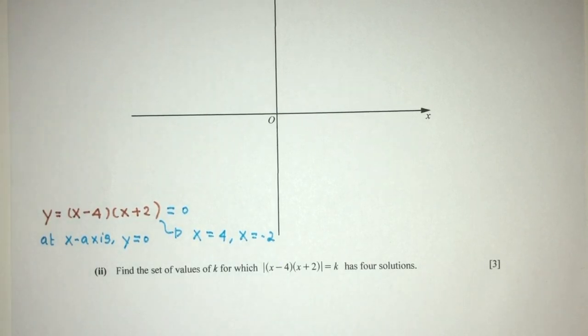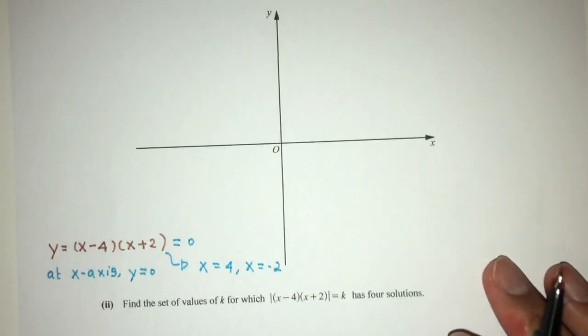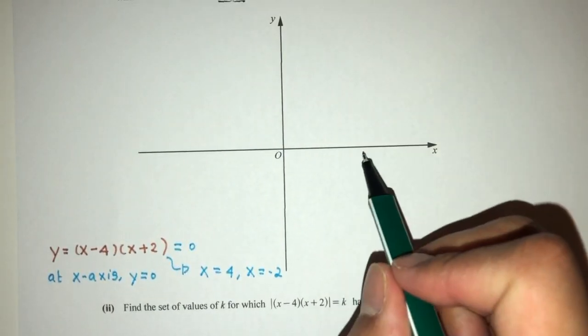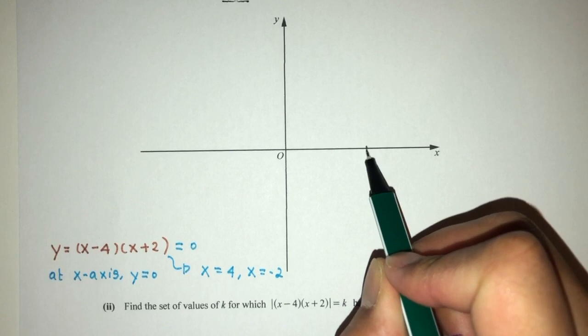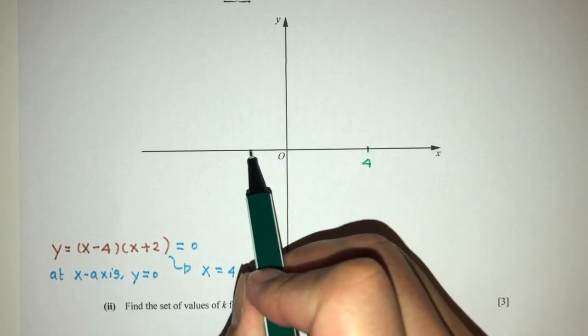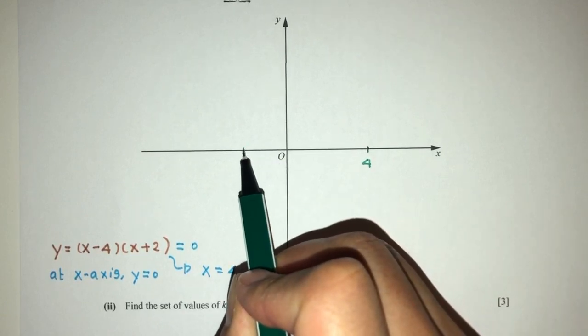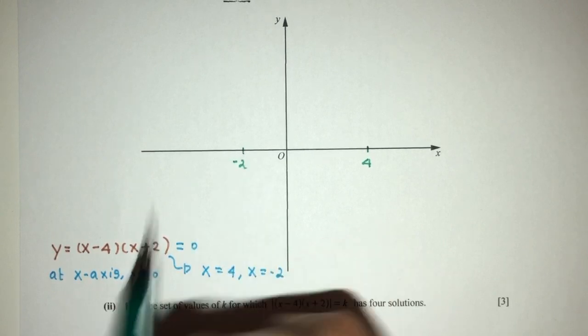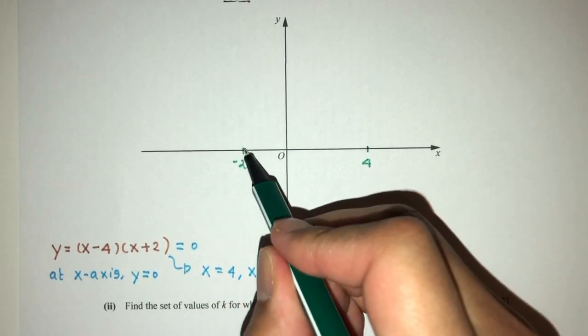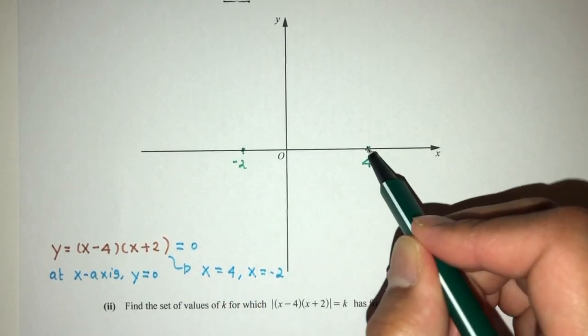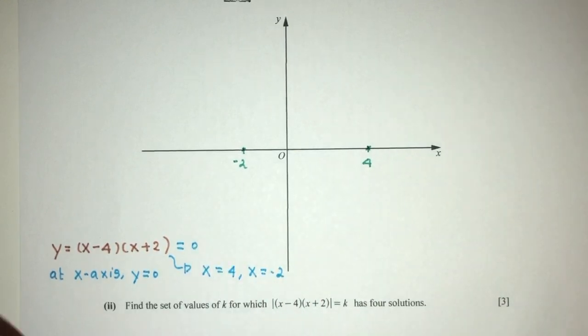It is only a sketch. We don't need to be exact. For example, I can say 4 is somewhere over here. And minus 2 should be somewhere around this point, if that makes sense. Right, those 2 points. Now we don't need to mark the coordinates. We can just show the points where they cut the x-axis.